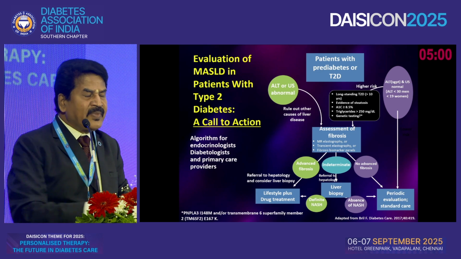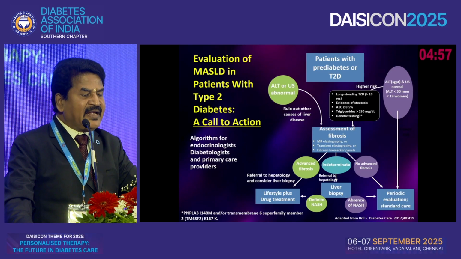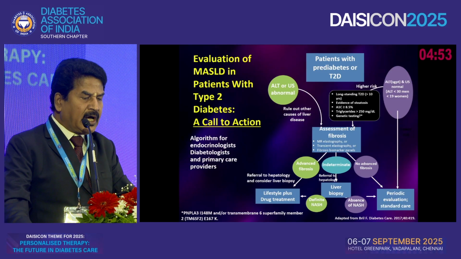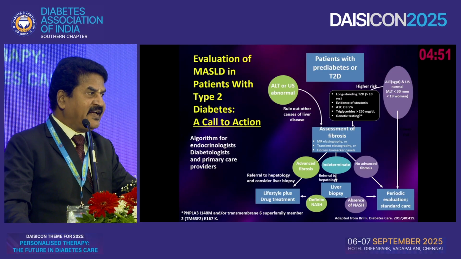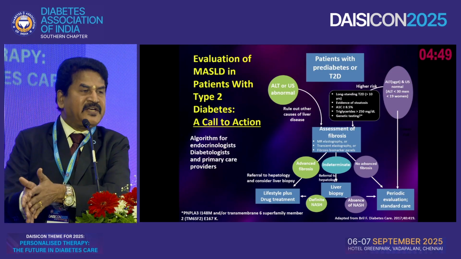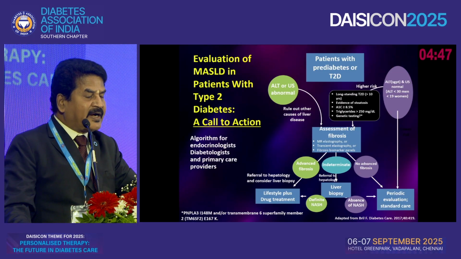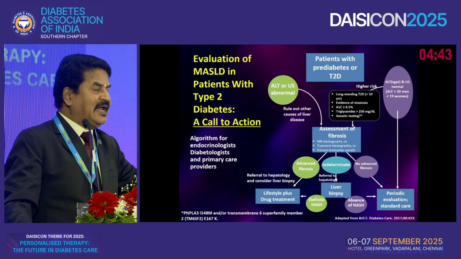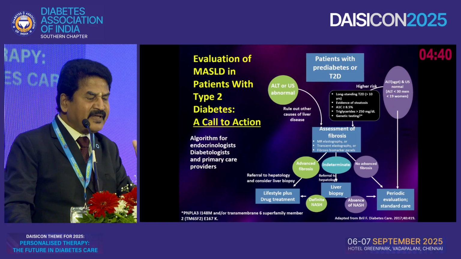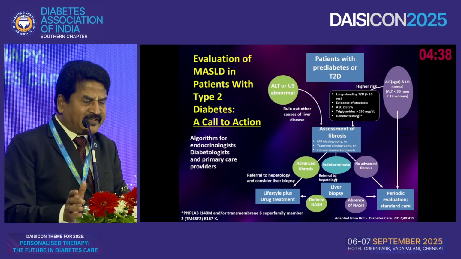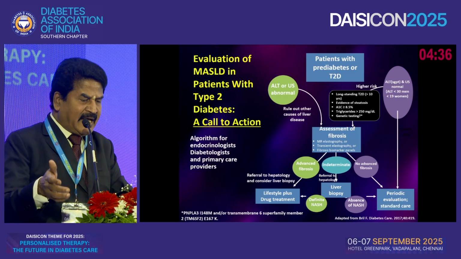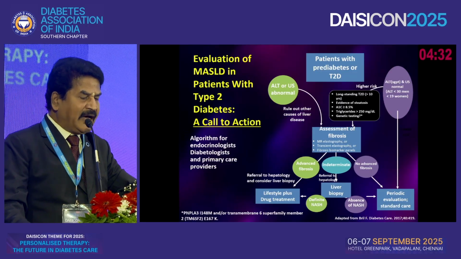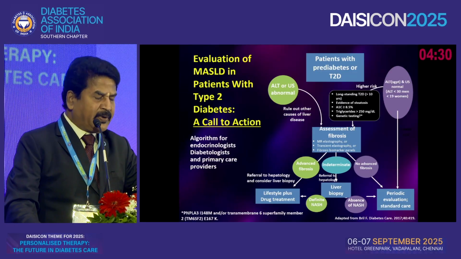Another category is patients whose ALT and US abdomen are abnormal. Here you have to rule out other causes of liver disease. You have to subject these patients also to assessment of fibrosis, either by MR elastography or transient elastography or fibrosis biomarker assessment. So at the end of the day, after doing all these things, you come to know whether the patient belongs to no advanced fibrosis.